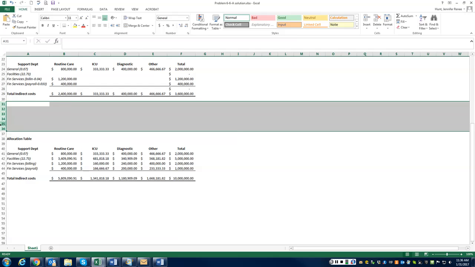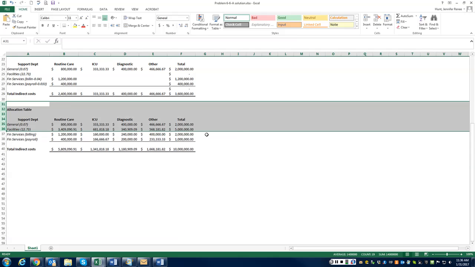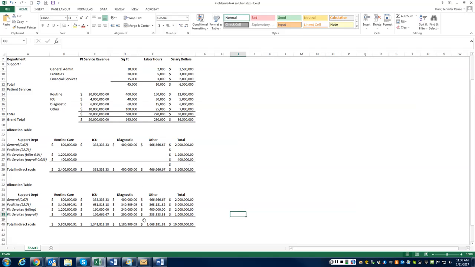Now I went ahead and completed the table on down here. Let me delete some of these cells out real quick, so you can see how the rest of the table should be set up. And again, this is a great way to use Excel to make the calculations a little easier on you.